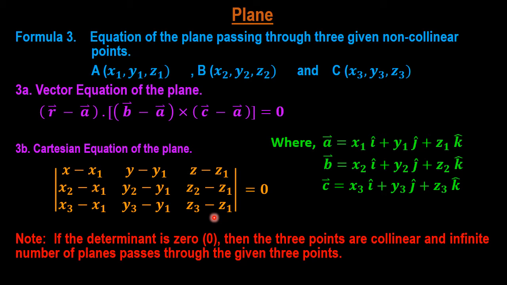And here there is one thing to be remembered. If the determinant is 0, then the 3 points are collinear and an infinite number of planes pass through the 3 given points. So if we get the determinant 0, then the 3 points are collinear. I have told you earlier that if the 3 points are collinear, then we will not get the equation of the plane. To get the equation of the plane, the 3 points must be non-collinear. And this formula you can use to prove that the 3 points are collinear.